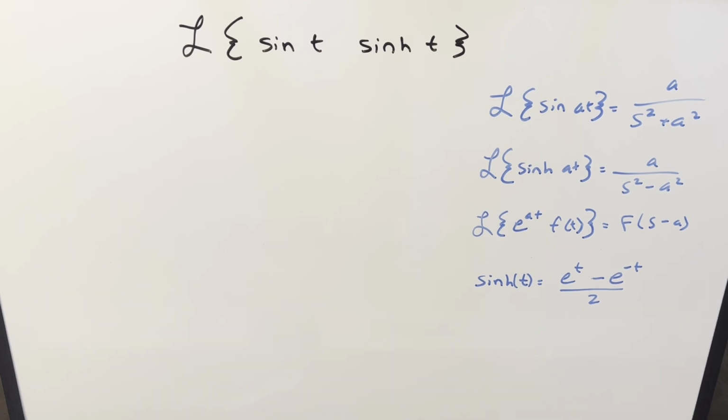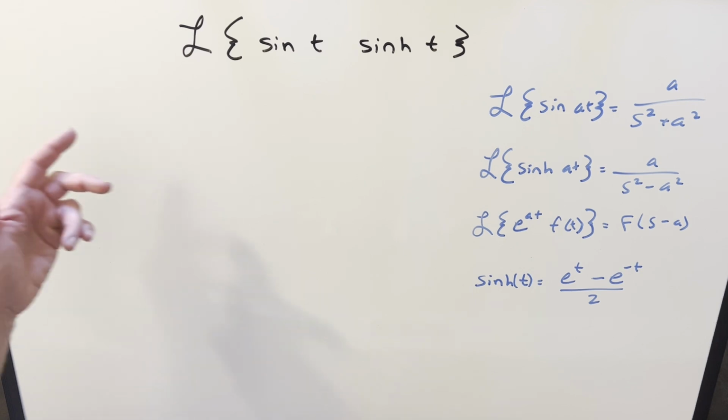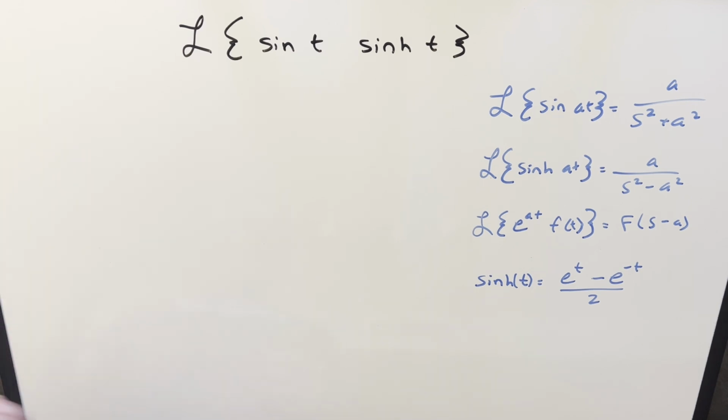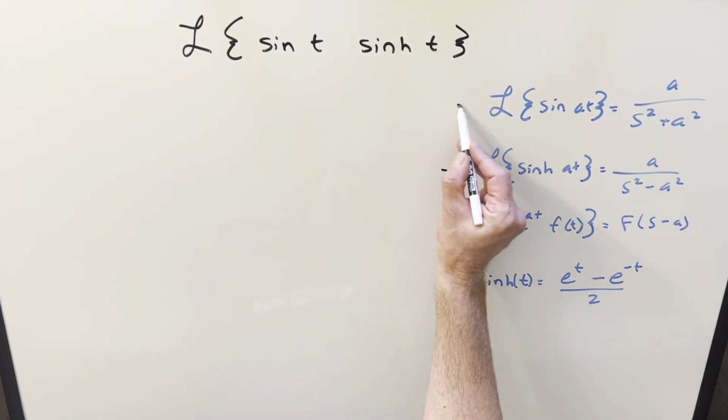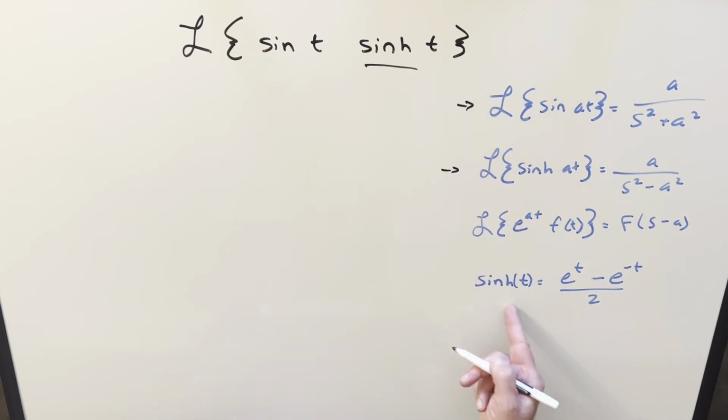Okay, now this one is really similar to one I did previously. I did cosine times cosh, and again, the same problem we have here is that we're multiplying two functions. Oftentimes that's difficult with the Laplace transform. We have formulas for each of sinh and sine individually, but we can't really apply them directly. So what I'm going to do is use the definition for sinh that we have over here to break this up.